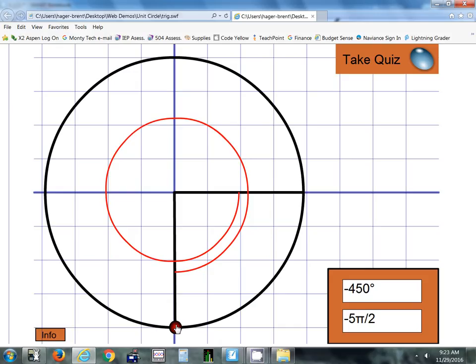Does anybody know what number you can add or subtract, like to get from negative 450 to negative 90? 360. Adding and subtracting 360 to that number will land you back at the same spot. It just takes away a revolution or gives you an extra revolution.